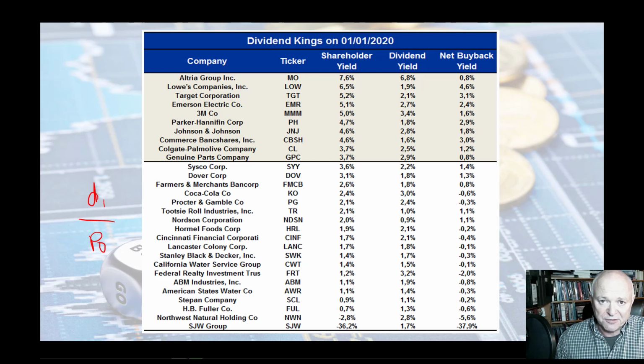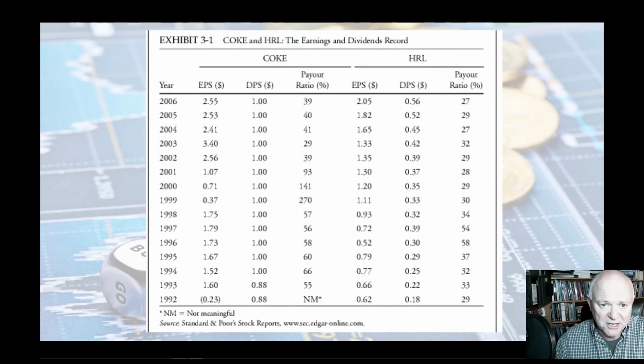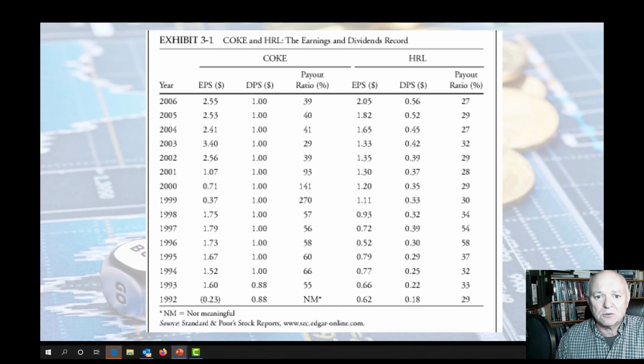The ability of companies to pay dividends depends on the stability of their earnings. And you can see in this example from the equity markets textbook, we have a case of two companies, Coca-Cola and Hormel. From the years 1992 right through until 2006, you can see that Coca-Cola had earnings per share that range from negative values up to about $3.40. There's a certain amount of variability in the earnings.